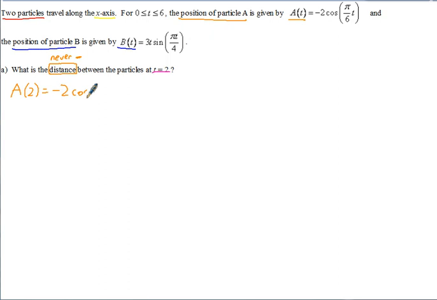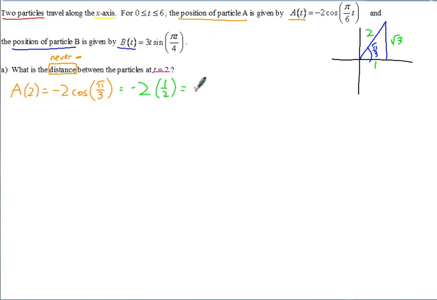Negative 2 times the cosine. When you substitute in 2 there, times pi over 6, that reduces to be pi over 3. And we draw where pi over 3 is. Make it 60 degrees in our first quadrant. The sides of the triangle there: square root of 3, 1, 2. And negative 2 times the cosine of pi over 3. Cosine, remember, is adjacent over hypotenuse, so that would be 1/2. So that would be negative 1. So now we know that's where particle A is. That is a negative 1 on the x-axis at time 2.